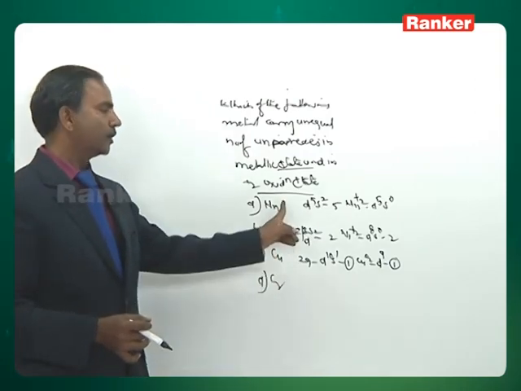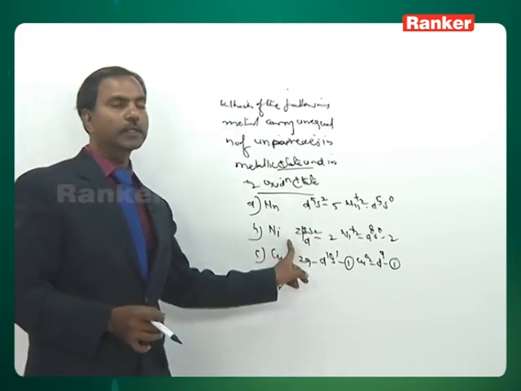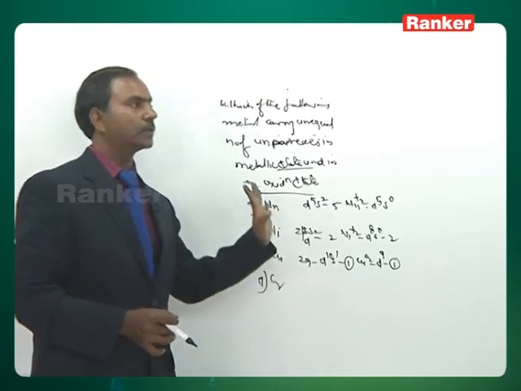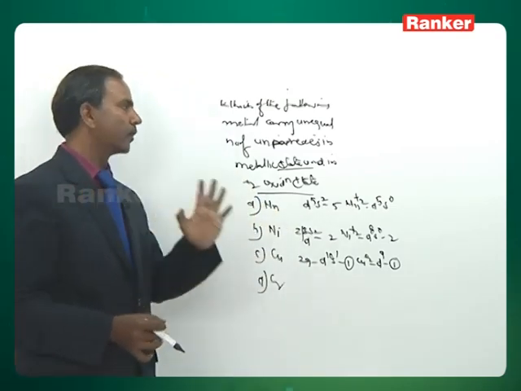So this is carrying an equal number of unpaired electrons. It is also carrying an equal number of unpaired electrons. The third option is also carrying an equal number of unpaired electrons. These are not the answer.